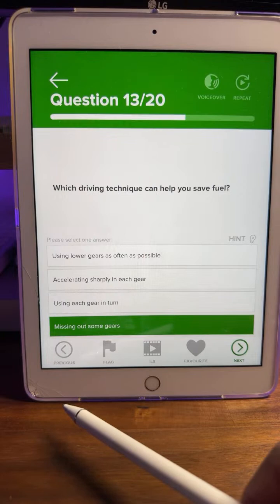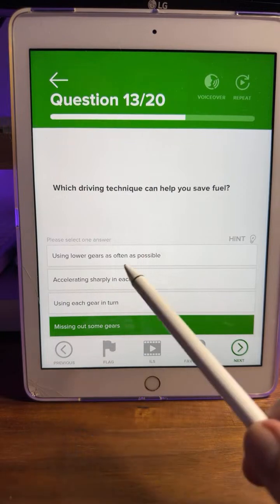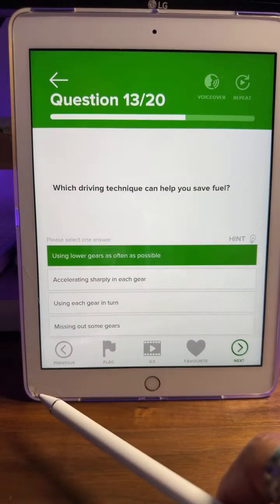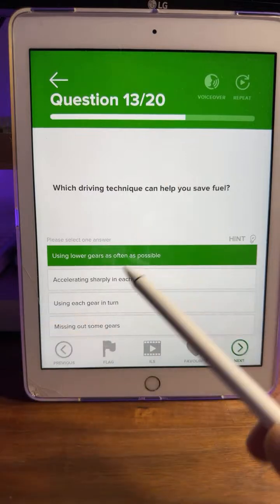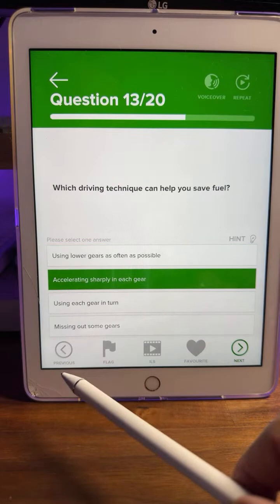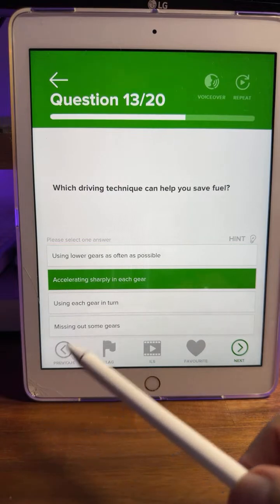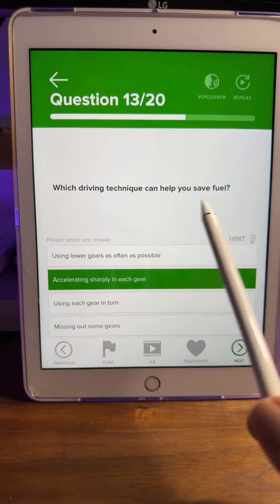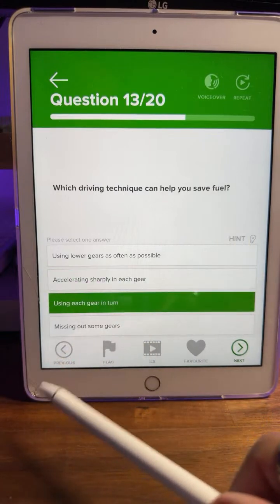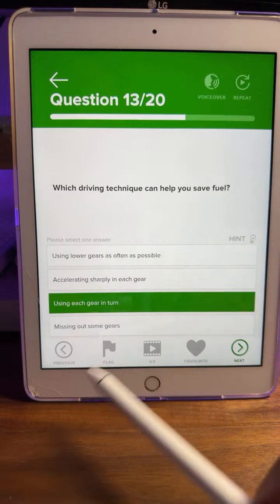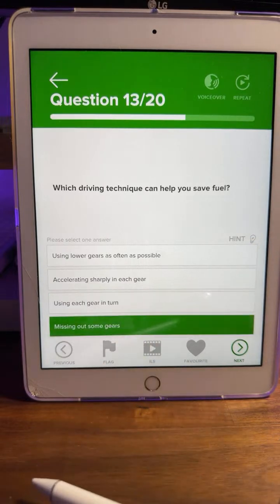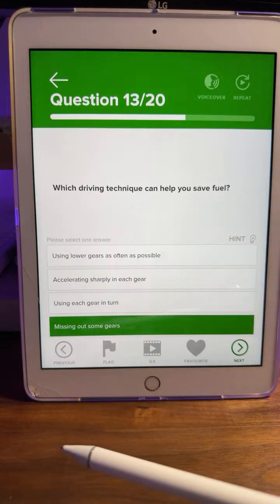Now, I can think of two answers on this one, actually. Using lower gears as often as possible? No, because when you're driving faster in a lower gear, it will use more fuel. Accelerating sharply in each gear? No, because that's definitely going to use more fuel, and remember, we want to save fuel here, okay? Using each gear in turn kind of makes sense as long as you're changing gears bang on time. Or missing out some gears, otherwise known as block changing.